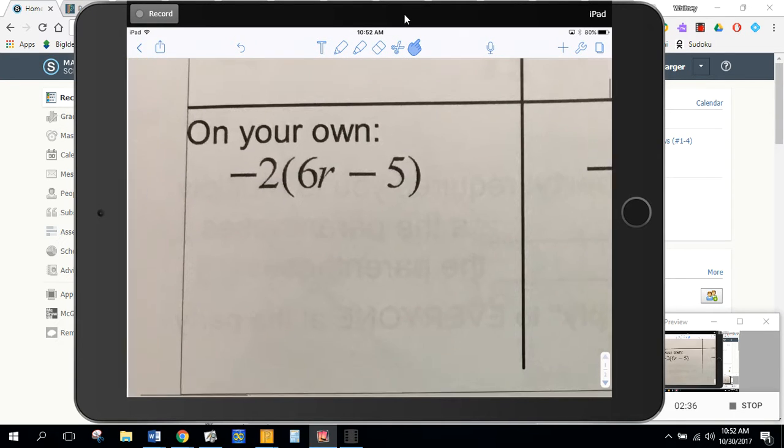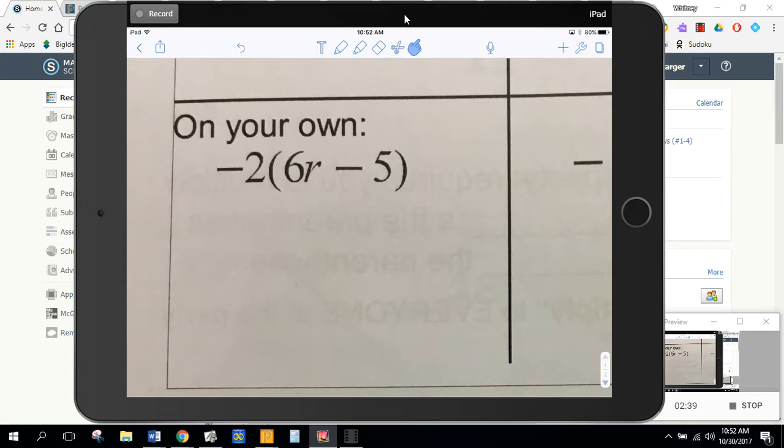Okay, so here's what I recommend. I recommend you pause the video, try this one on your own, and then unpause it and see if you solved it correctly. Step 1, KCC.